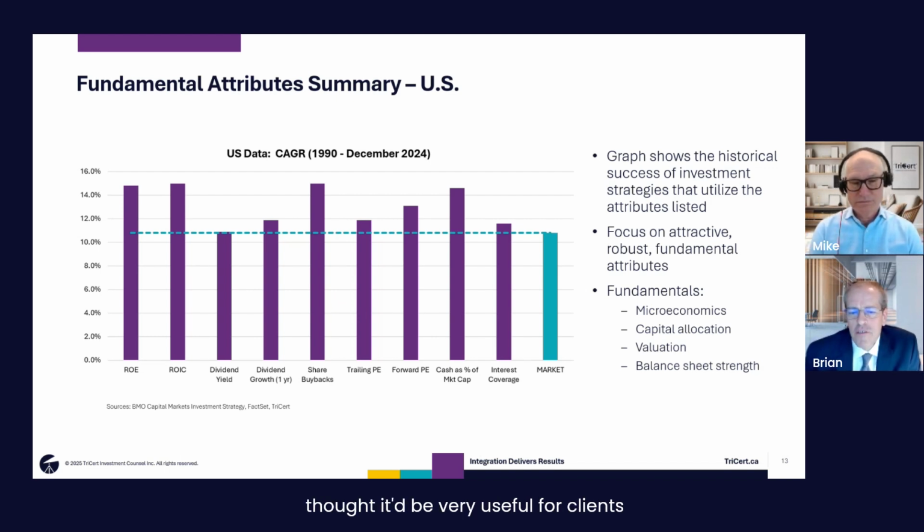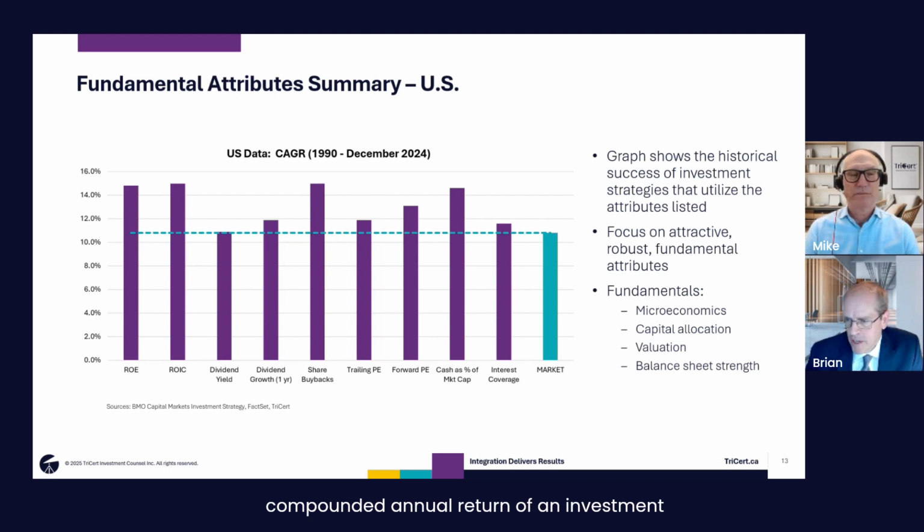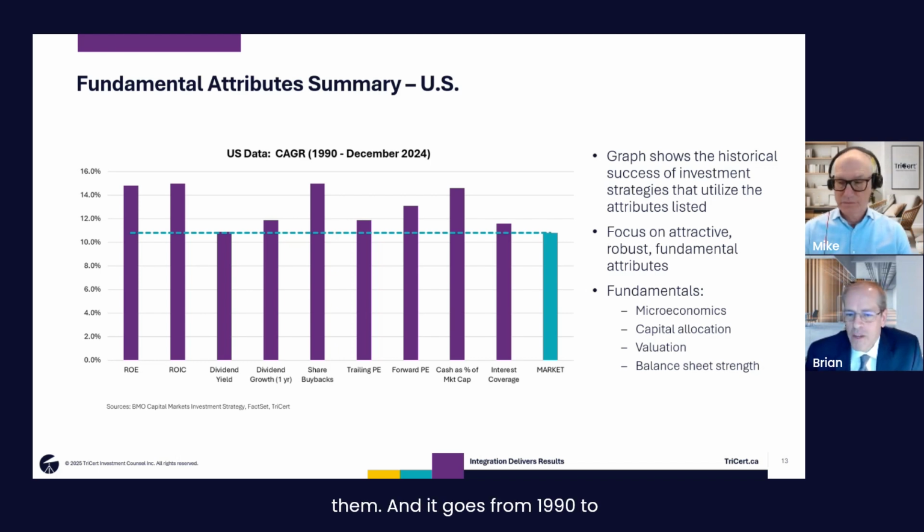But I thought it would be very useful for clients and for people to know that there's a good reason why you would search for these kinds of attributes in a company when you're looking for an investment. So what you see on this graph here is the compounded annual return of an investment strategy that uses these attributes as the reason why you bought them. And it goes from 1990 to 2024.